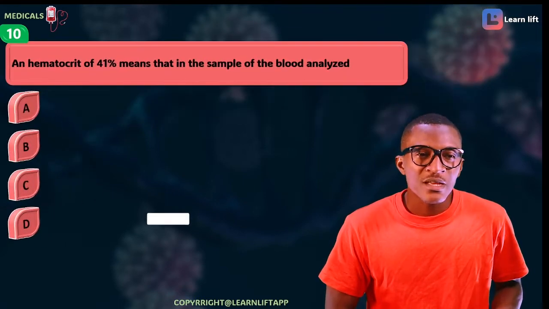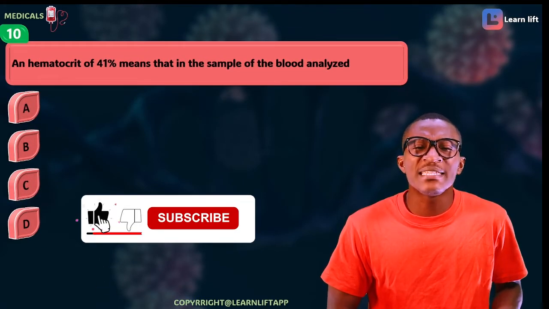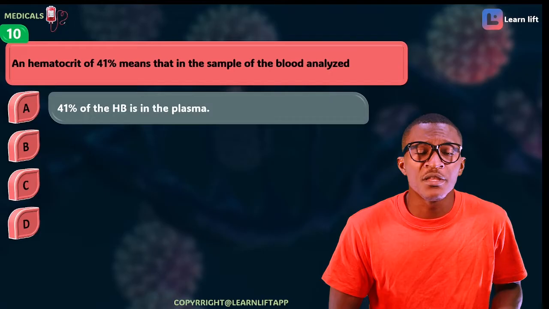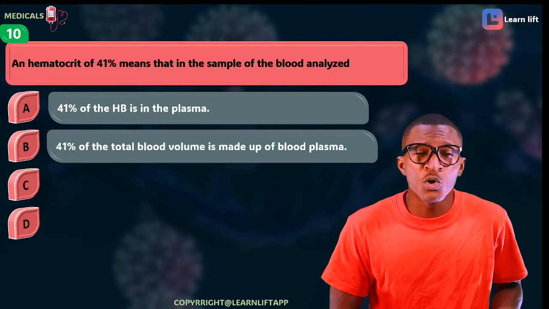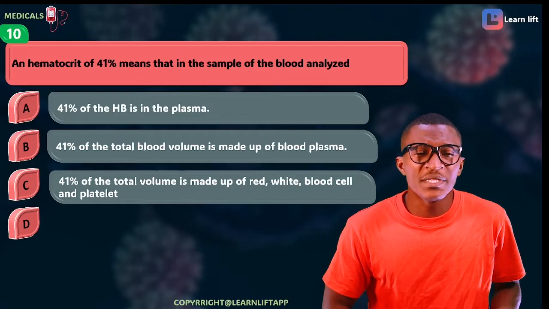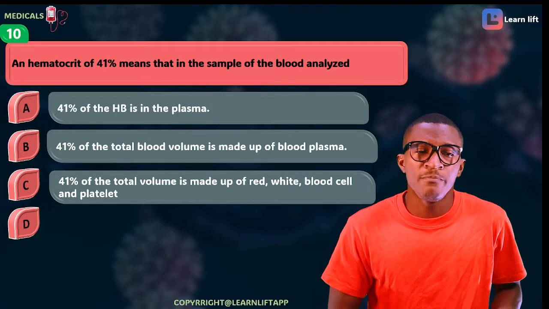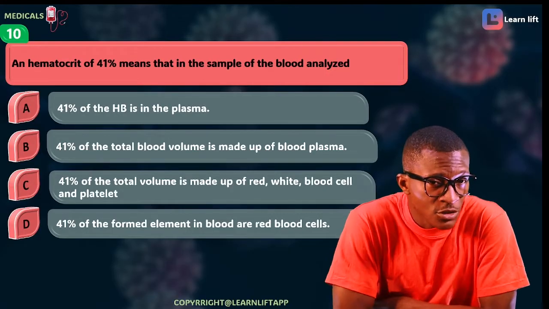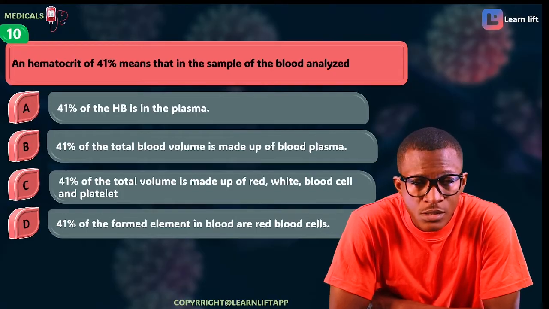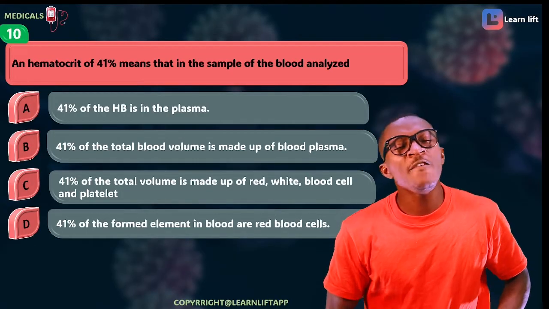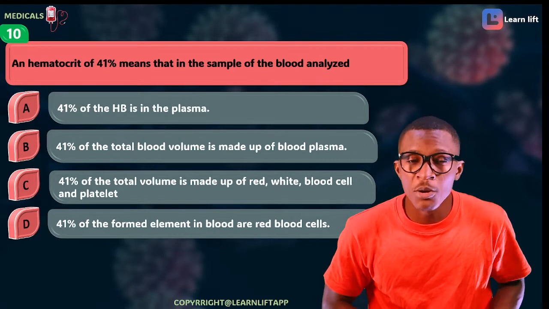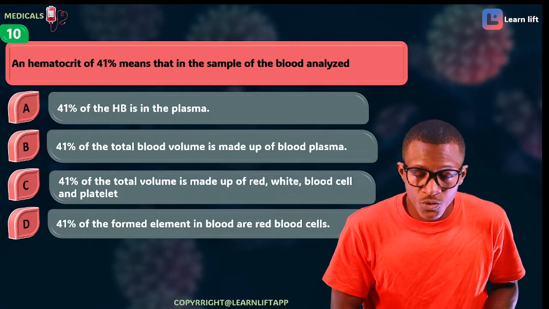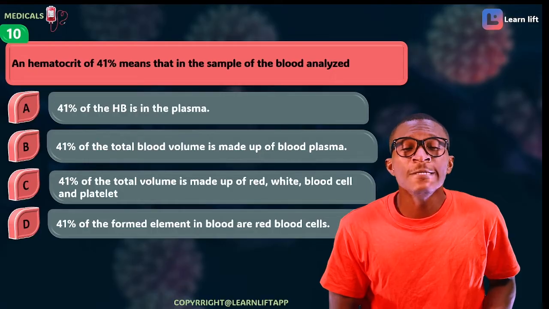Number 10. A hematocrit of 41% in a sample of blood analyzed means it's 41% of hemoglobin in the plasma, 41% of the total blood is made up of blood plasma, 41% of the total blood is made up of red blood cells, white blood cells, platelets, or 41% of formed elements in the blood are red blood cells. Choose your answer. Pause it, take your answer. Now, if you have chosen option A, you would have been very wrong. If you have chosen option B, you would have been totally wrong. Option C.